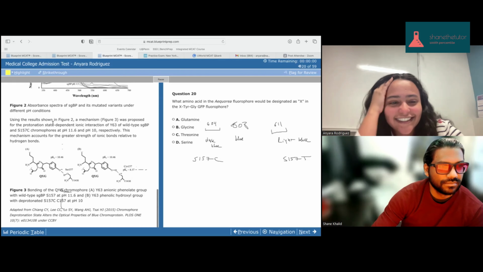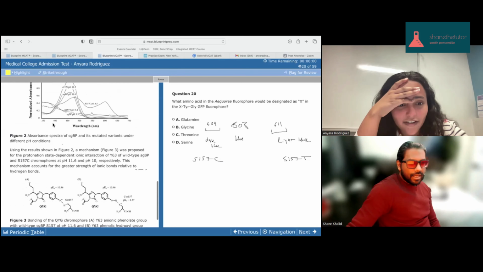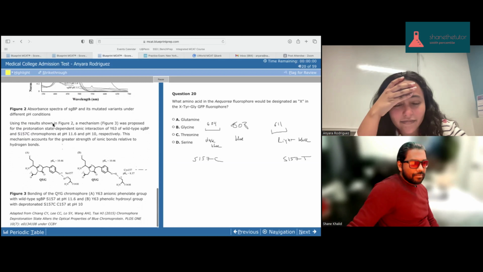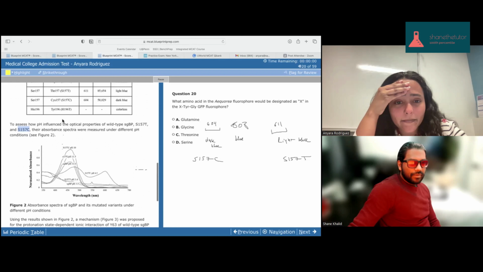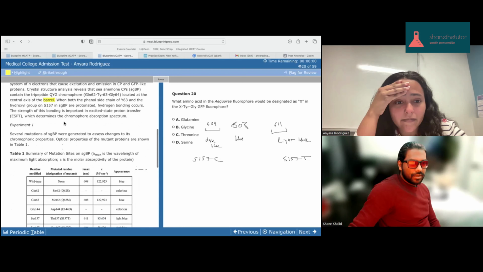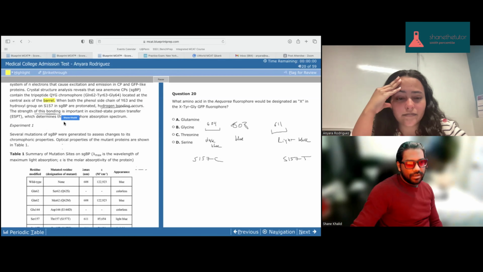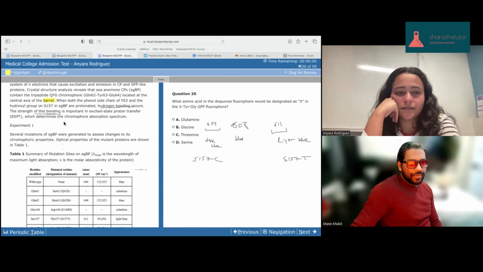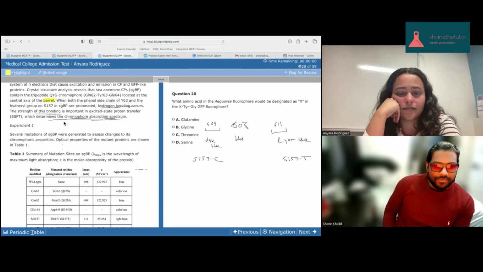I'm so confused with the passage, because there's so much information. So I guess prior to this, if you go up a little bit more, even above that, we're being told that when these things are protonated, hydrogen bonding occurs, and that the strength of the hydrogen bonding affects the absorption spectrum. So we have that.